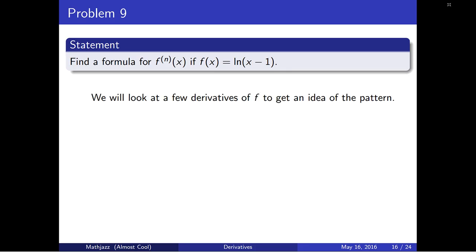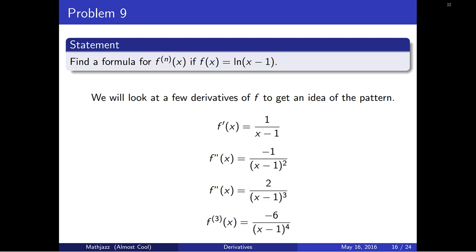Now doing this, first we're going to have to look at a few derivatives to get an idea of the pattern that's happening here. So we take 3 derivatives. I guess that's actually 4 derivatives. This is the third derivative, and this is the fourth on the bottom line. Okay, so looking at these derivatives, we try and get an idea for the pattern, and I'll let you think about it for a while.